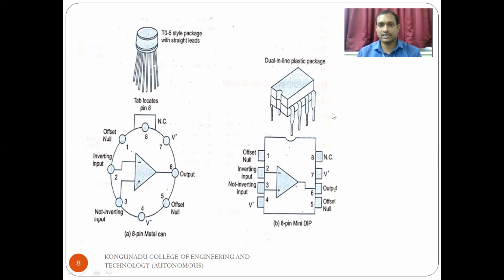So next diagram shows the dual inline package. It is an 8 pin configuration. Here also, inverting input is 2nd pin, non-inverting is the 3rd terminal, output is the 6th terminal. We are giving the plus VCC to 7th pin, minus VCC to 4th pin. So 8th pin is no connection. Pin number 1 is offset null, 5 also offset null. We are giving the offset voltage between the 1 and 5 in this package.